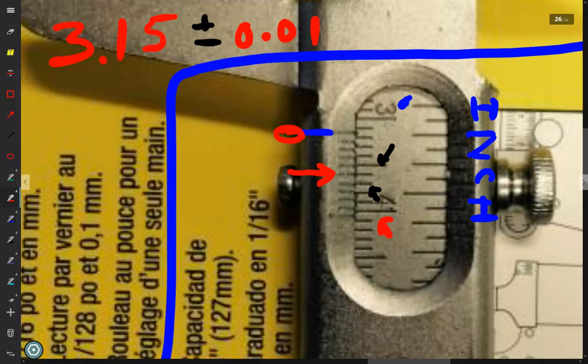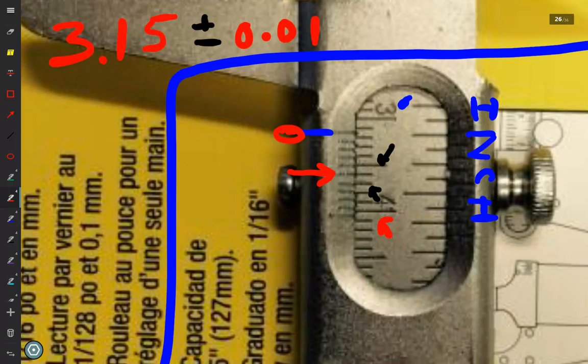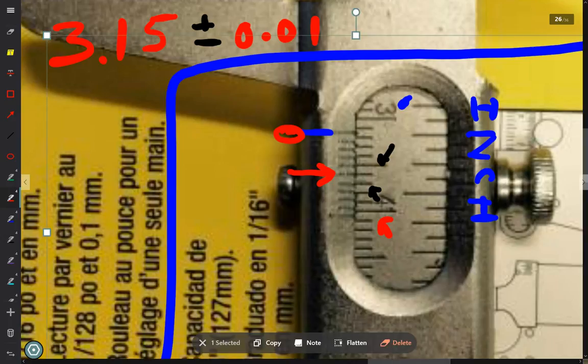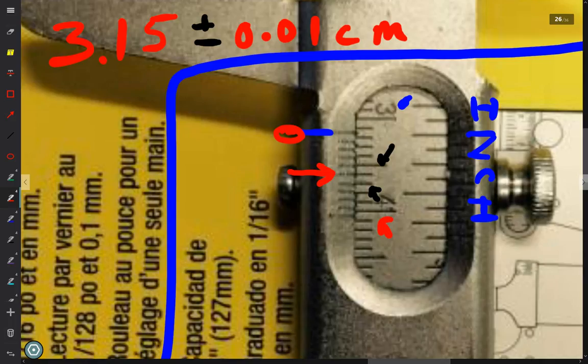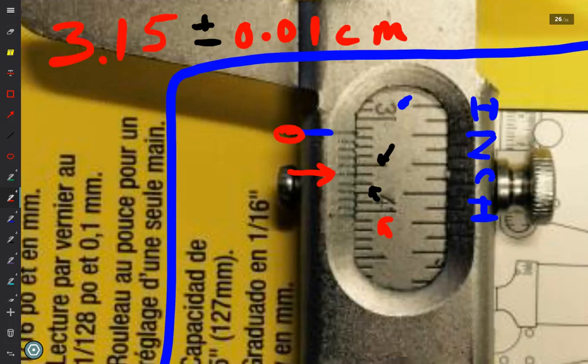So this allows me to get a smaller uncertainty because of the fine measurement. And then what's the last thing I need here? The units. This one here is measured in units of centimeters. Now, sometimes you'll look on your Vernier calipers and it will say mm. And you naturally think mm should stand for what? Millimeters. But no, metric measure. It's really disappointing.